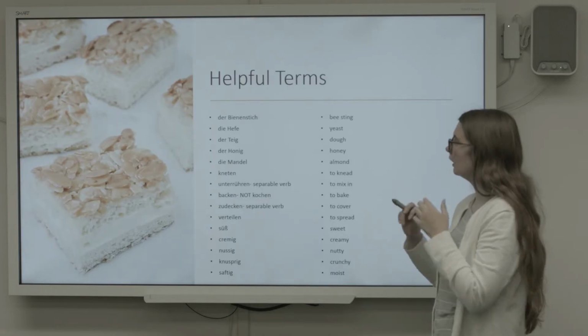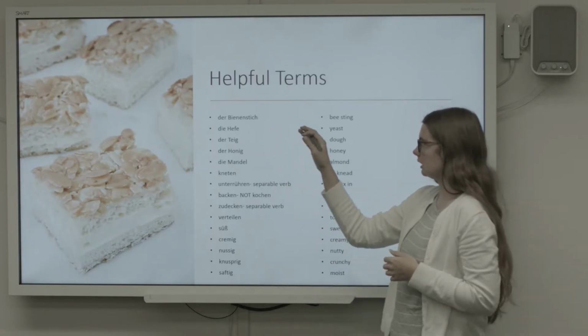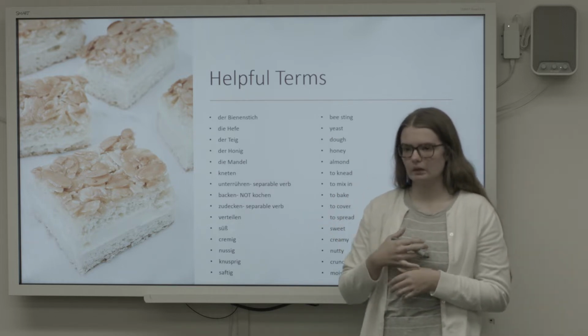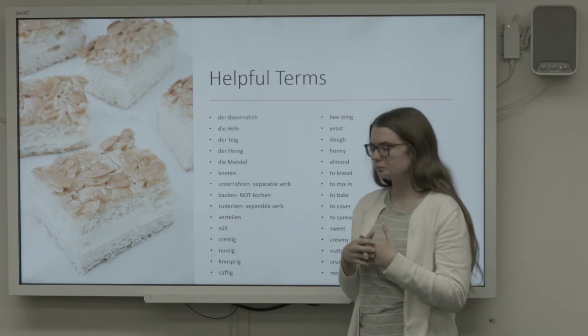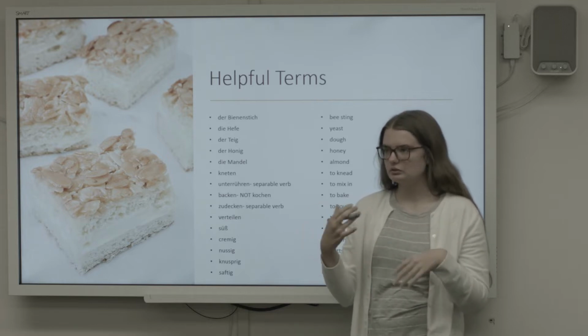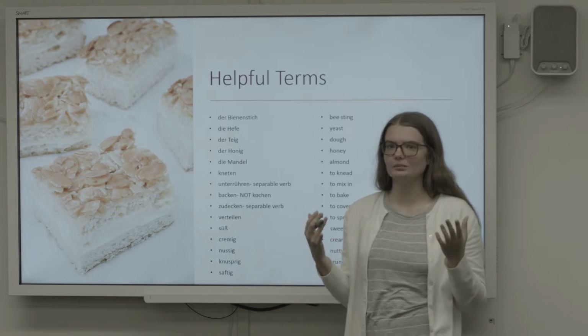So, some helpful terms. Der Bienenstich is a bee sting. This is where the name of the cake comes from. No one really knows why it's called Bienenstichkuchen. Some people think that the baker who invented it was using a lot of honey and it had attracted a lot of bees and then they stung him.